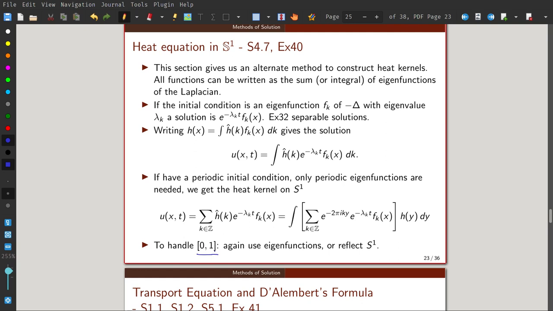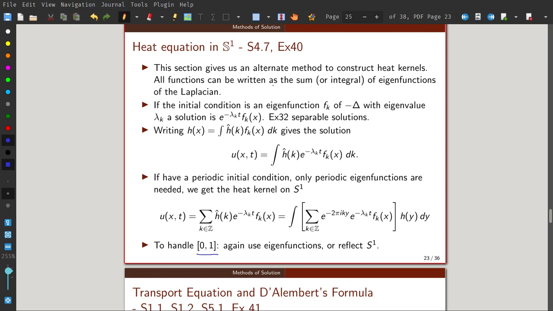This section also gives us a little insight into an alternate method of getting to these solutions if you were not going to use the fundamental solution and representation formulas. Namely, this is called Fourier analysis of the problem, and it proceeds like this.